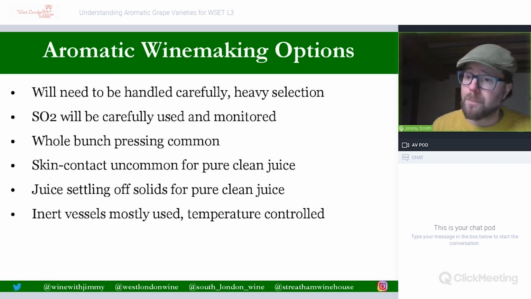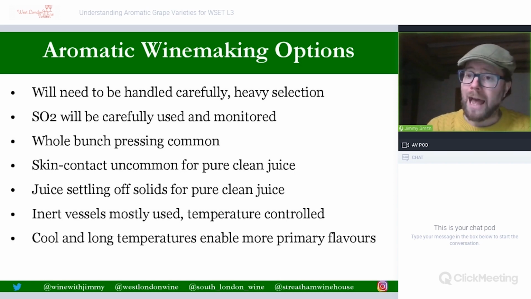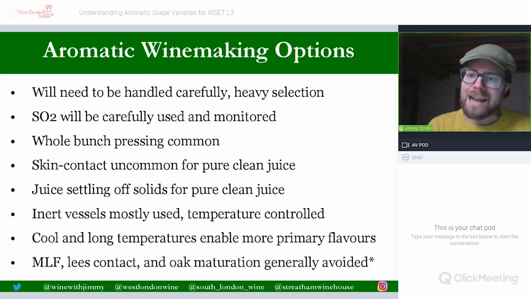The counterpoint of this, of course, is oak. And oak can be used, but in fact, that really promotes oxidation, and that may detract from the aromatic. Cool and long temperatures enable more primary, the floral and the fruitiness, so often around 12 to 15 degrees for fermentations of these varieties. And as mentioned, malolactic fermentation or conversion, that is converting the malic acid to lactic acid, may hide the aromatic compound. So this is generally avoided.